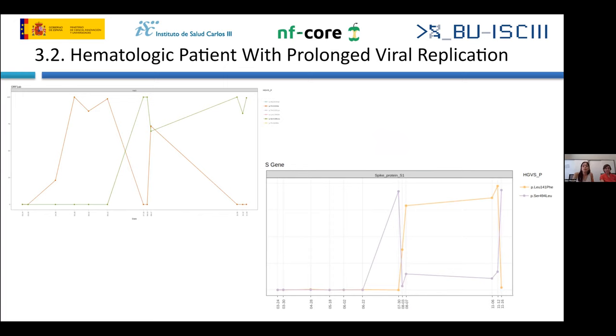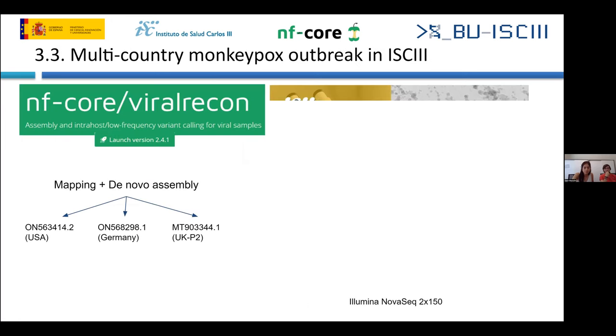Something interesting we found selecting these low frequency variants is that we saw patterns of different viral subpopulations competing inside the intrahost. So we think that there was intrahost mutation and competition between the viral subpopulations, and also that those antiviral drugs were selecting resistant viruses.